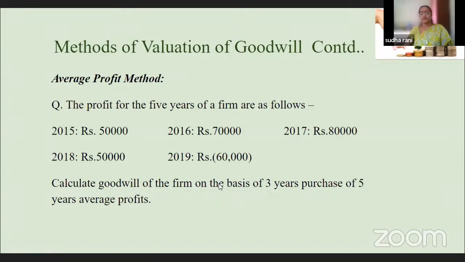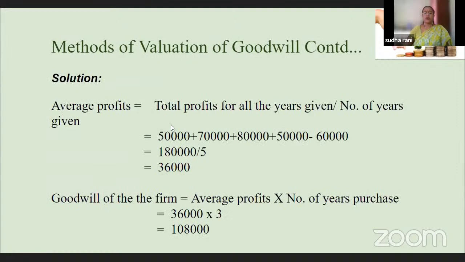Calculate the goodwill of the firm on the basis of 3 years purchase of 5 years average profits. It means that out of the 5 years profits, a 3 years purchase of average profits will be the goodwill. So when you find these lines, goodwill to be calculated on the basis of 3 years purchase of 5 years average profits, and in the question you have been provided 5 years, how do you calculate?